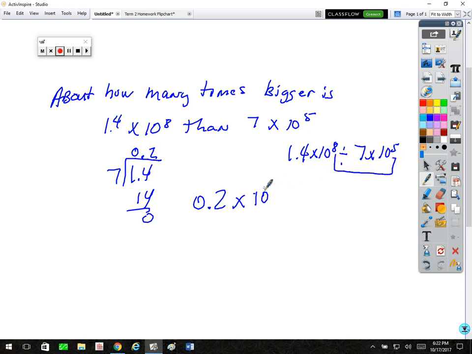8 minus 5 is going to give me 3. So I know I need to do a little work here. So move this to the back. Move it one place behind the 2, to the right, subtract 1. So 2 times 10 to the 2nd power, which is 2 times 100, or just to do that, just put 2 zeros.